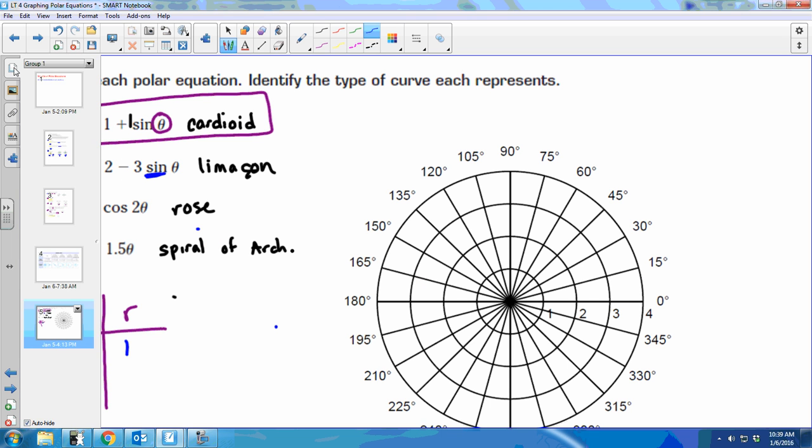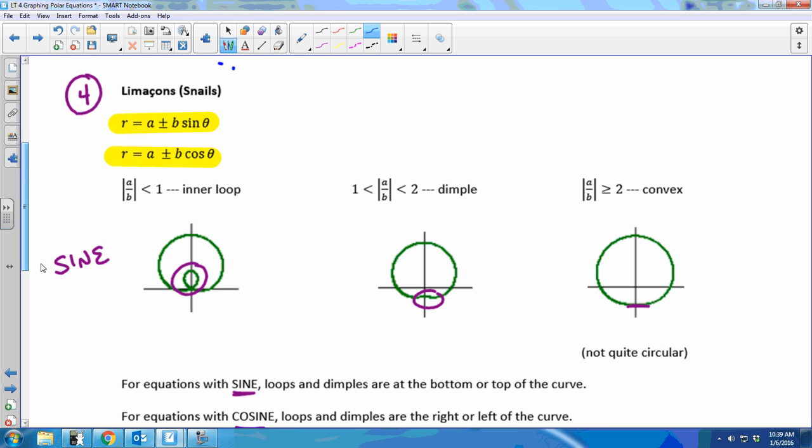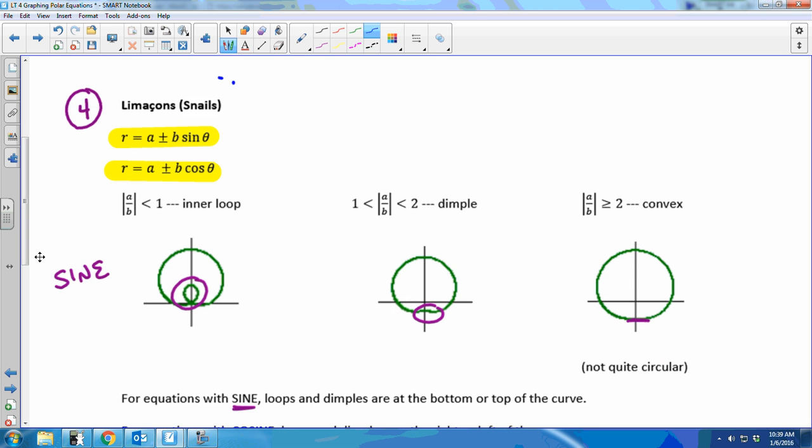So since it's sine, I know that the loops and dimples are at the bottom or the top. All right, so I shouldn't expect any loops or dimples to the side. It's going to happen on the bottom or the top.